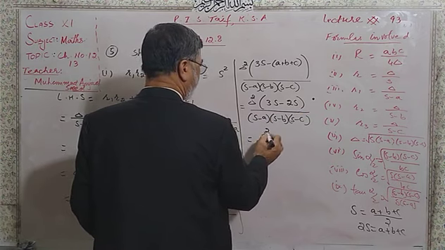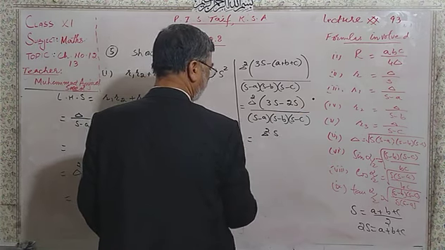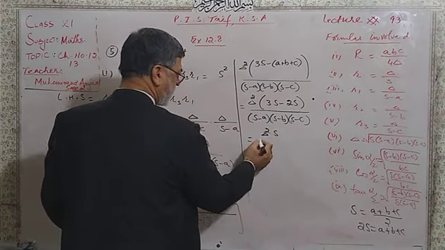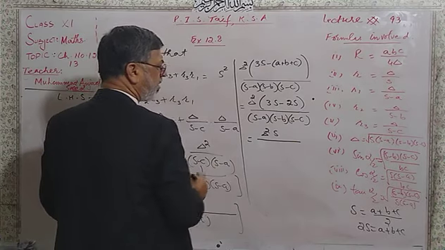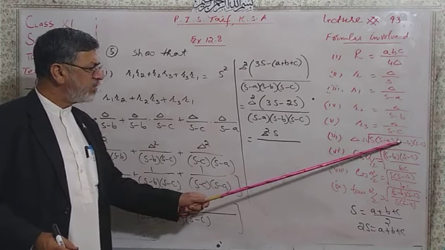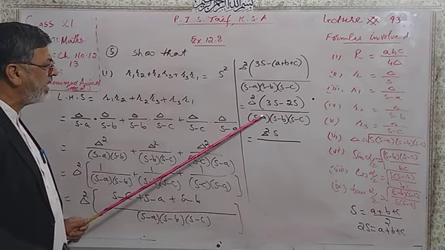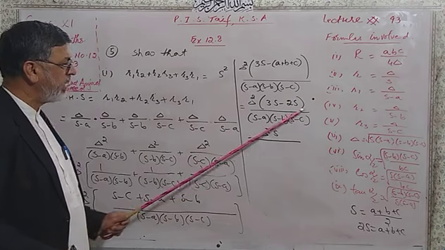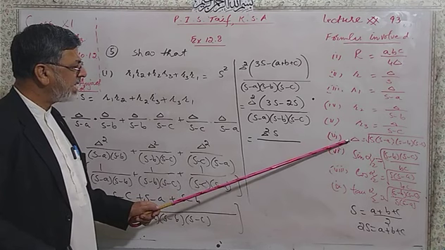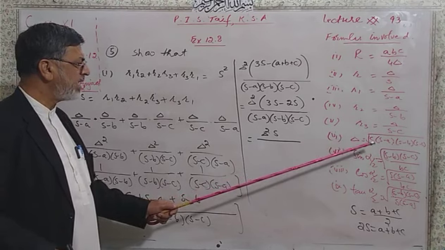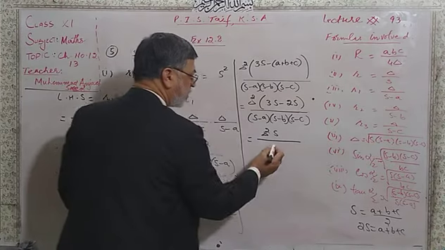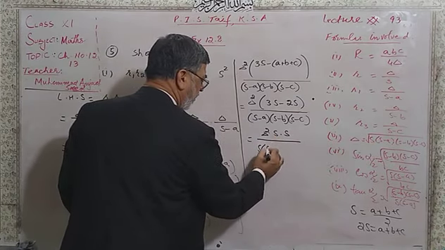Dear students, you have delta square over S, 3S minus 2S, and look at that, S into S minus A, S minus B, S minus C. We have S minus A, S minus B, S minus C. What is missing to get this delta? Definitely S is missing. So multiplying above and below by S.